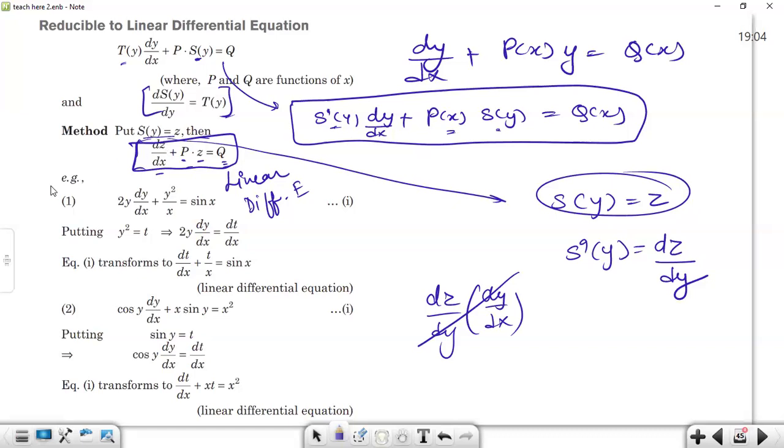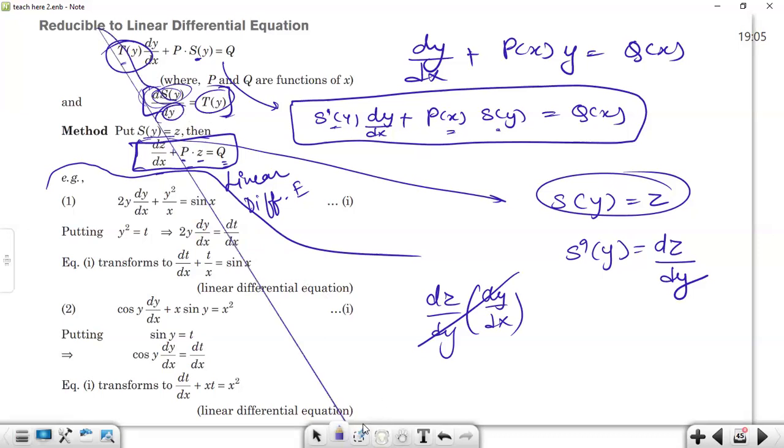And they have given an example also. We'll discuss it later. First, please tell me if the concept is clear or not. Yes, sir. So we have simply taken f of y as z, and the equation further reduces to a linear differential equation. Please note the condition that the differentiation of f of y with respect to y is given as f dash of y.